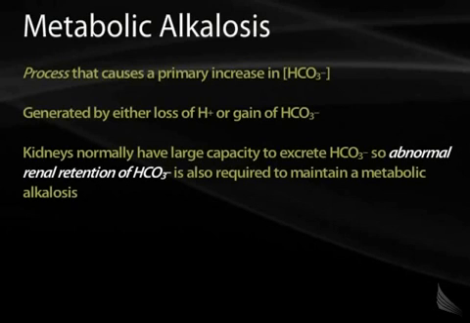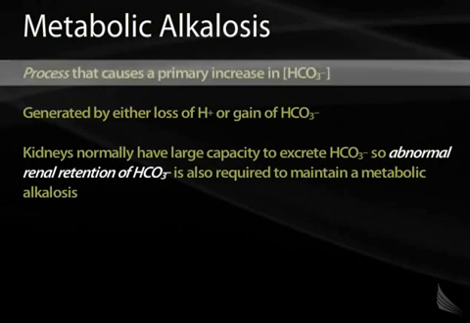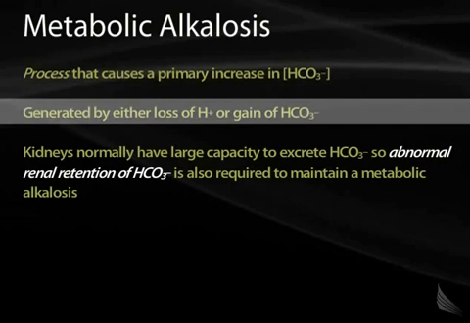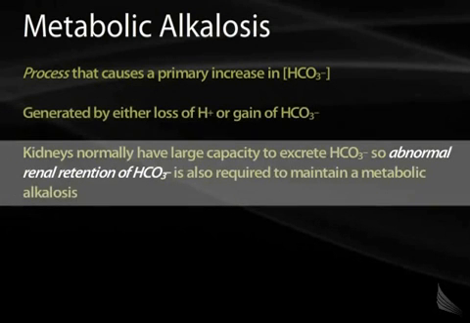Recall that a metabolic alkalosis is once again a process that causes a primary increase in bicarbonate concentration. Metabolic alkalosis can be generated by either a loss of acid or a gain of bicarbonate. The kidneys normally have a large capacity to excrete bicarbonate, so abnormal renal retention of bicarbonate is required to maintain a metabolic alkalosis. Metabolic alkaloses tend to have two phases, the generation and the maintenance phase.